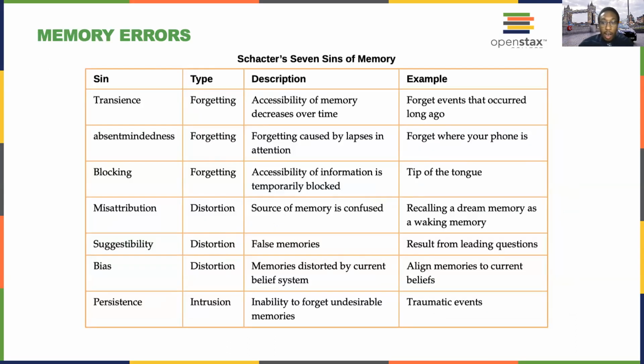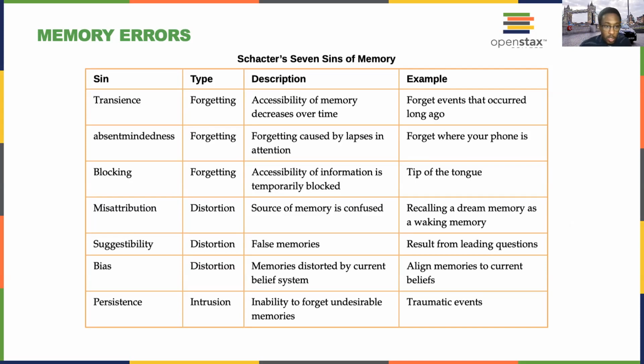Daniel Schacter, a Harvard psychologist, identified 7 main ways in which our memory can fail us, 7 sins of memory. And he identified 3 main types of memory errors, in addition to the ones that we've already mentioned. So there's forgetting, there's distortion, and there's intrusion. So forgetting, losing information from long-term memory. There's distortion, when information that you want to retrieve from long-term memory gets distorted or gets altered. And then there's intrusion, which is when you cannot block certain memories out.